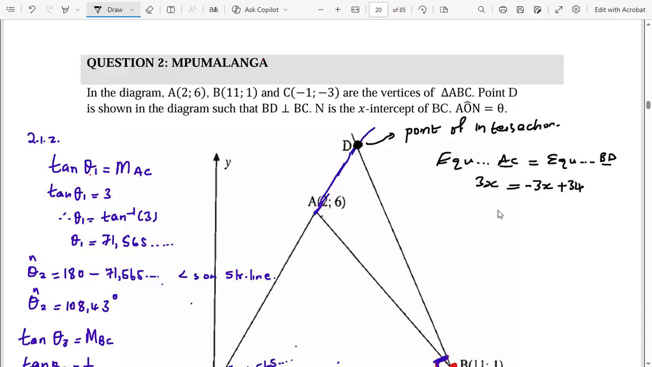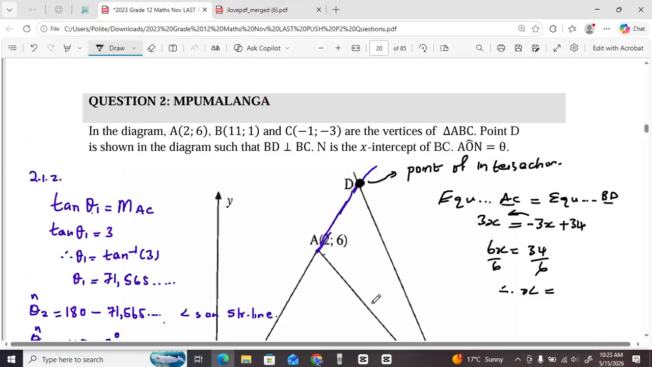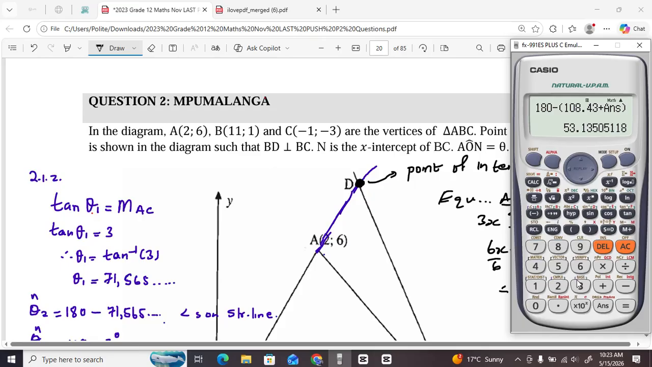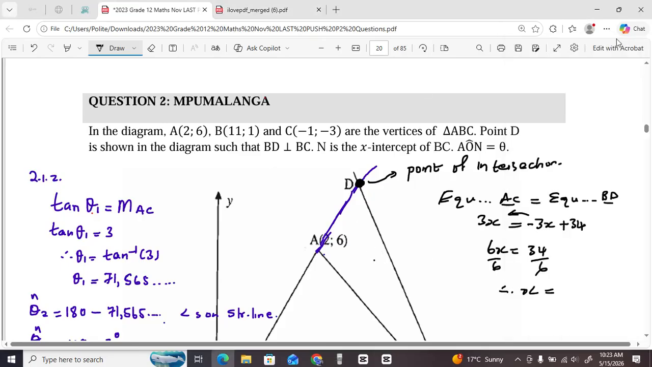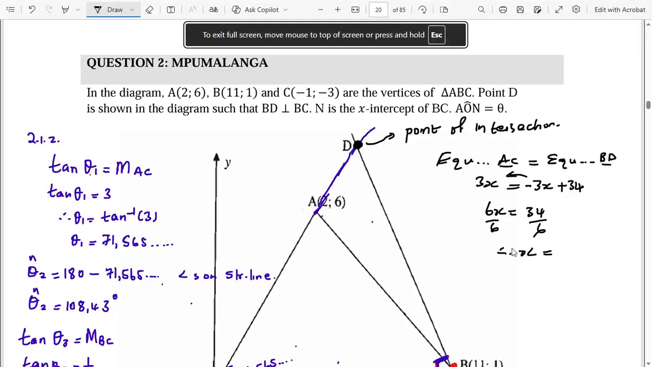Then you solve for x. So the 3x goes to the other side. This will give us 6x equal to 34. Divide both sides by 6. Therefore, what is the x value of D? Remember, when you equate the two equations, this will give you the x value of D. So we just have to punch that on the calculator, 34 divided by 6. This is 17 over 3. So x is 17 over 3.